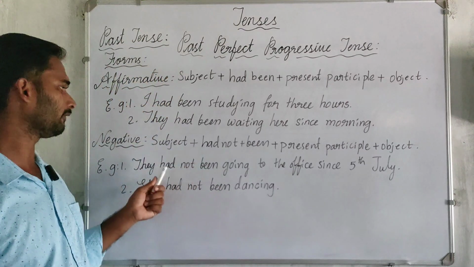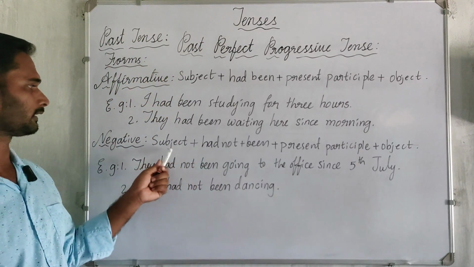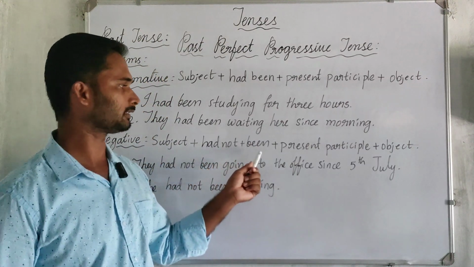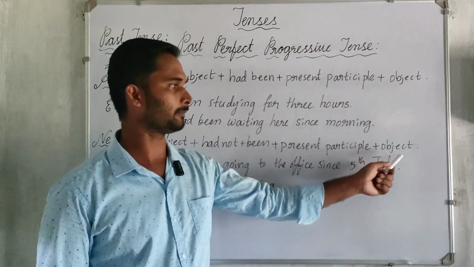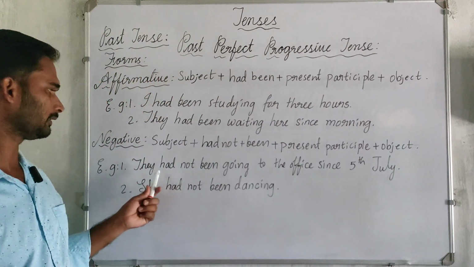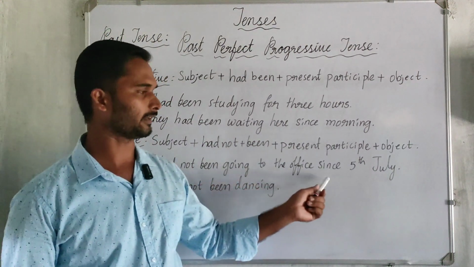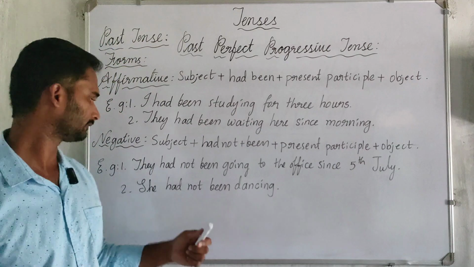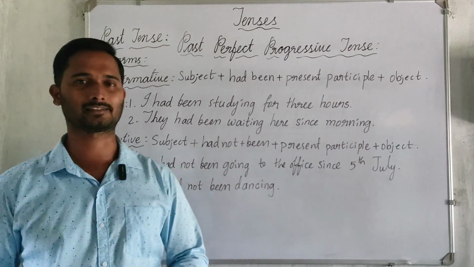The negative form of the past perfect progressive: subject plus had not plus been plus present participle plus object, plus at the end of it a full stop is added. Some examples. They had not been going to the office since 5th July. She had not been dancing.